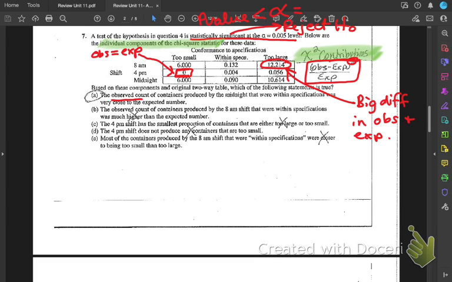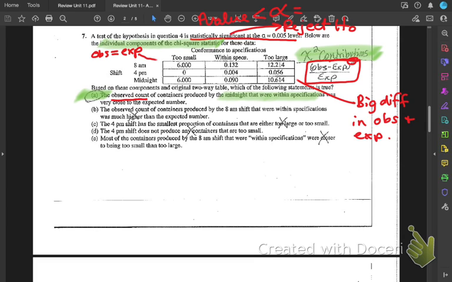The observed count of containers produced by the midnight shift that were within specifications, so I'm talking about this cell right here, was very close to the expected number. Well, look at that difference. Look at that chi-square contribution. Very small chi-square contribution. That means there was a very small difference in the observed and the expected. So that one looks like it's going to be right. But let's continue and see why the other ones are not, okay?